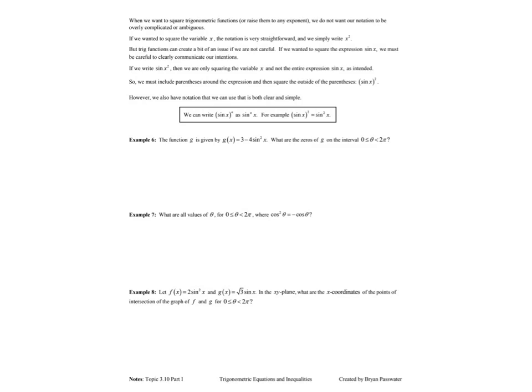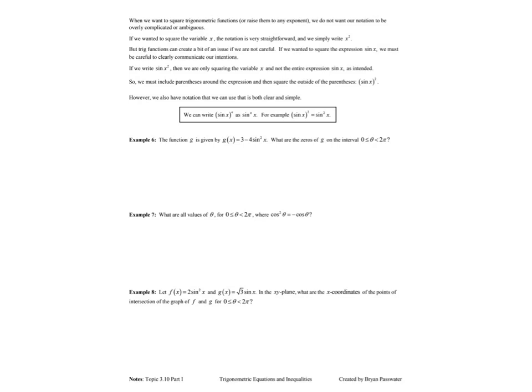All right, here we go. When we want to square trig functions, this gets interesting. Okay, this is a notation thing. When we want to square trig functions or raise them to any exponent, we do not want our notation to be overcomplicated or ambiguous. If we want to square the variable x, we write x squared. But trig functions would create a bit of an issue if we did that.